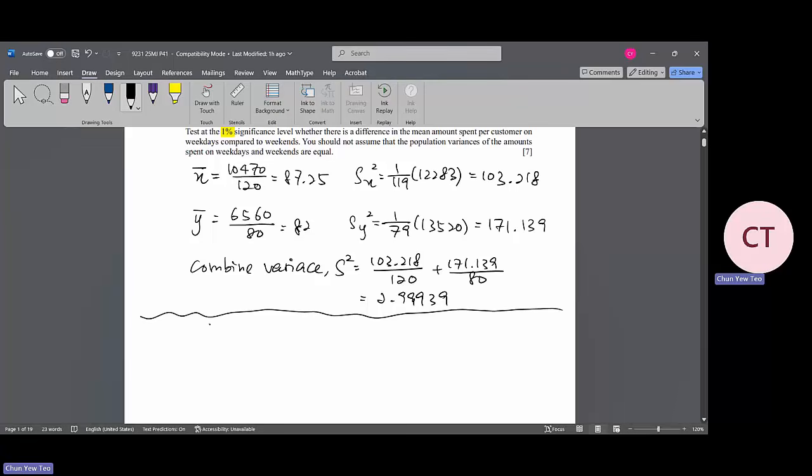Now we can do the hypothesis test. The null hypothesis is that the population mean mu X is equal to mu Y, versus the alternative hypothesis that mu X is not equal to mu Y, because they mentioned there is a difference. So this is a two-tailed test.